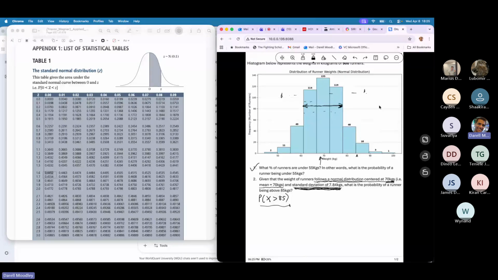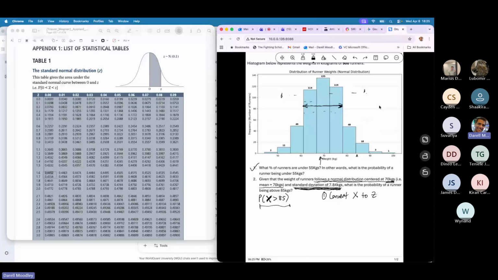Now, in order to solve this question, right, what we're going to do is we are going to convert this X to a Z value, to a Z variable. So first step is we're going to convert X to Z. And why we want to do that is because the table on your left, that's for a Z variable.